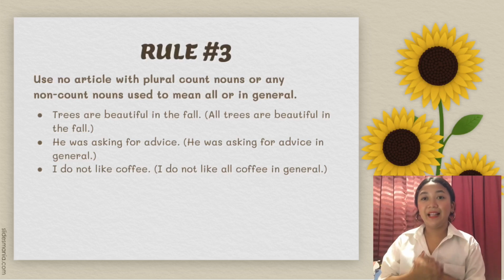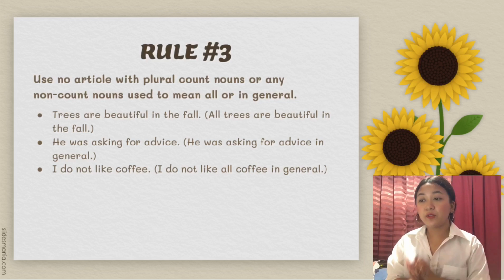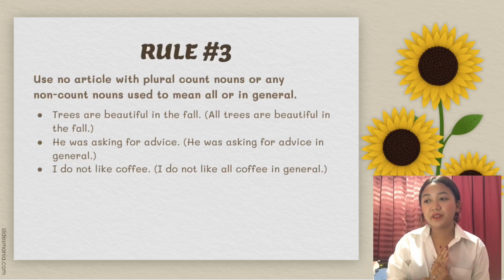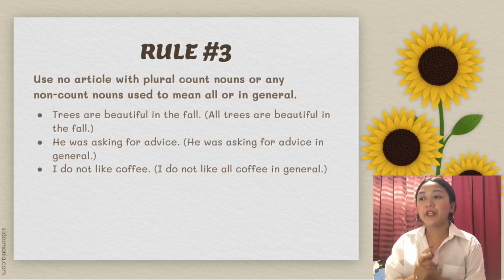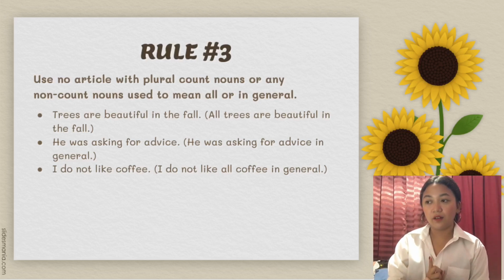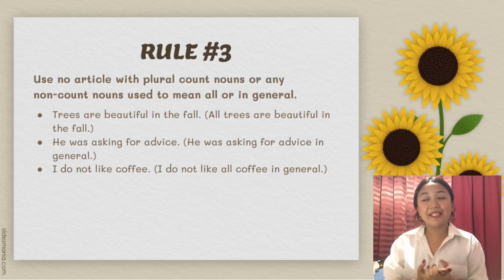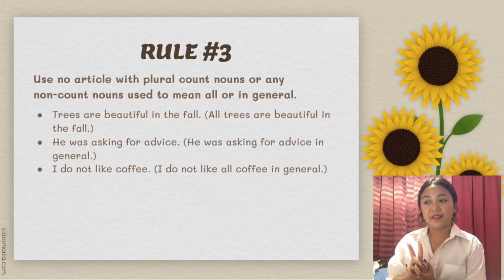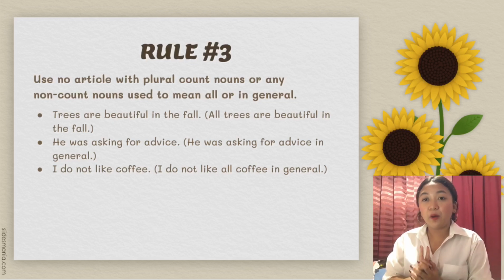And now we have the last rule for the articles of English, which is to use no article with plural count nouns or any non-count nouns used to mean all or in general. We have 3 examples. The first example is: trees are beautiful in the fall. So it means all trees are beautiful in the fall. Second: he was asking for advice. He was asking for advice in general. It wasn't specified what kind of advice he wants to get.